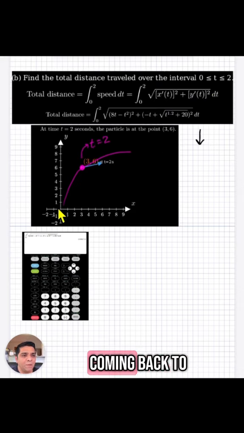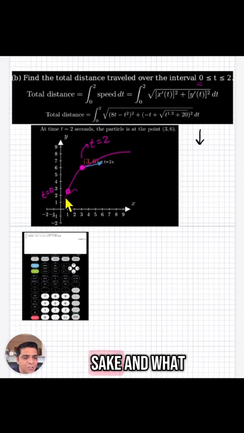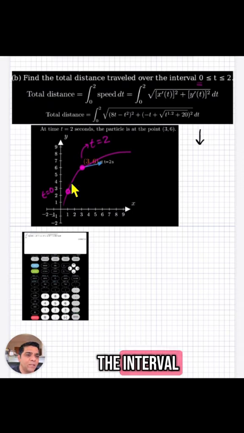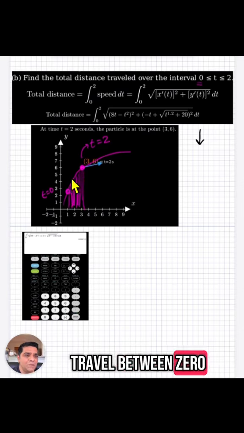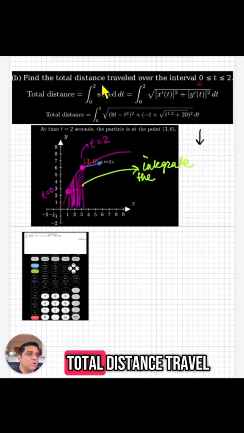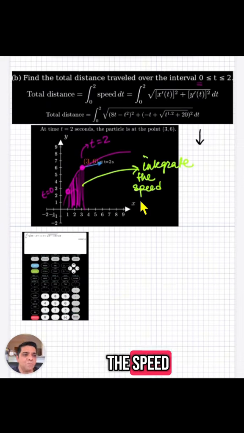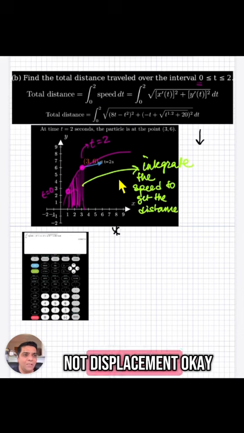So again, coming back to our example, this is the curve, and this is the particle at time t equals 2 seconds. Let's assume that this is at time 0. We don't exactly know that, just for assumption's sake. What we need to do is find the distance traveled over the interval. By integrating between 0 and 2, we accumulate the total distance traveled between 0 and 2. So we are going to integrate the speed, not the velocity here. This is an extremely important difference, because the distance is what's being asked, not displacement.